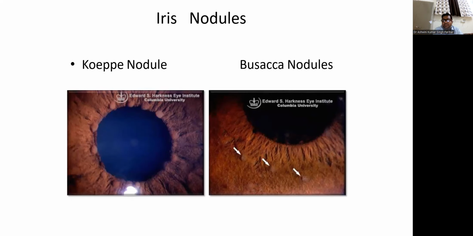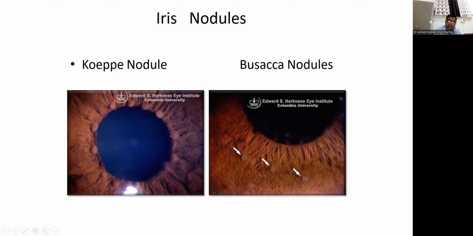This is a picture showing the different types of nodules, which I have already mentioned. The iris nodules will be deposited, so when you do slit lamp examination, observe thoroughly for the presence of iris nodules. These nodular lesions are the classical Koeppe nodules, which are present on the pupillary margin. Based on the scientists who described them, iris nodules are of two types: either Koeppe or Busacca. How do you remember Koeppe nodules? Just remember, Koeppe has two P's. P means pupillary.